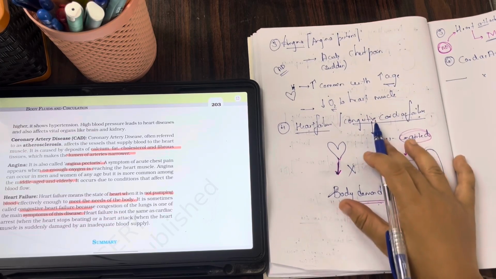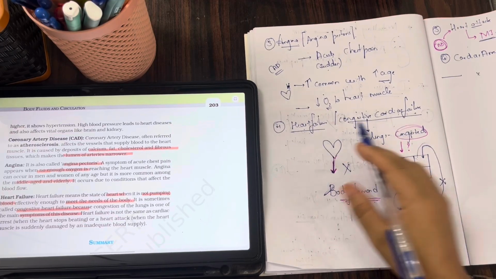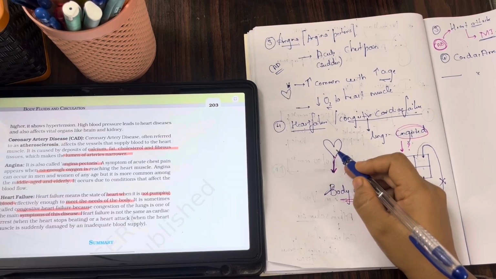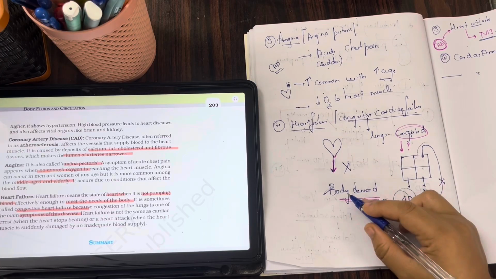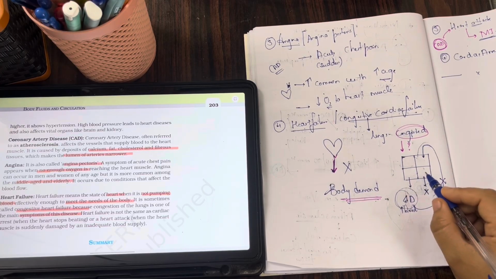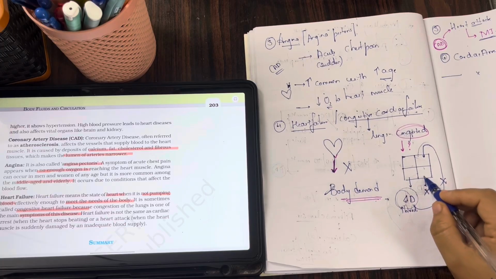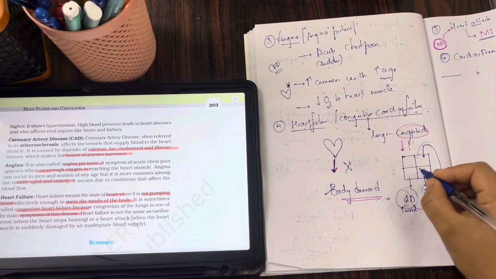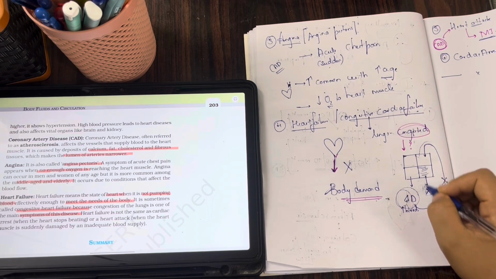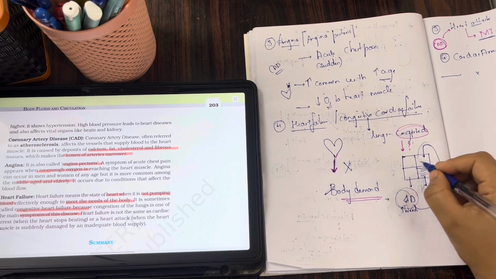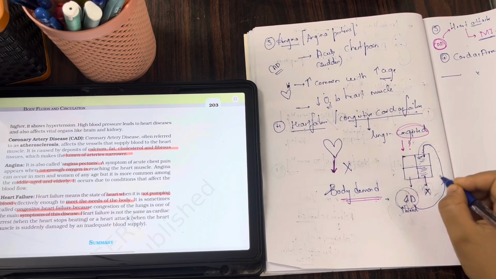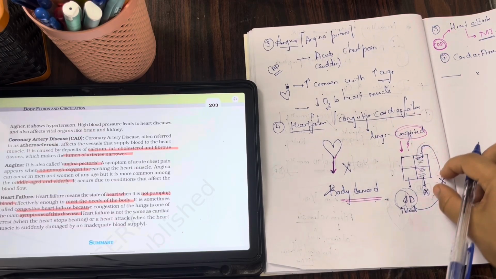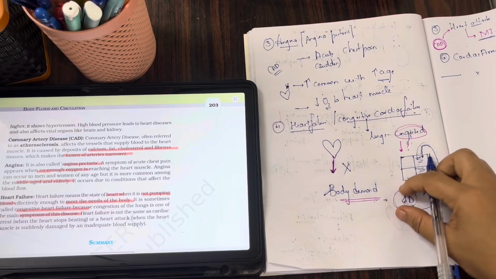Next, moving on to the condition called heart failure or congestive cardiac failure. The heart is not pumping enough blood to meet the body's demands. For example, from the aorta only it reaches all parts of the body. Now since it is not pumping, all the blood is collected here, it is not moving further. It's like a pipe. If there is a block, all the blood gets collected here. So eventually blood will be stored here only, in the lungs.